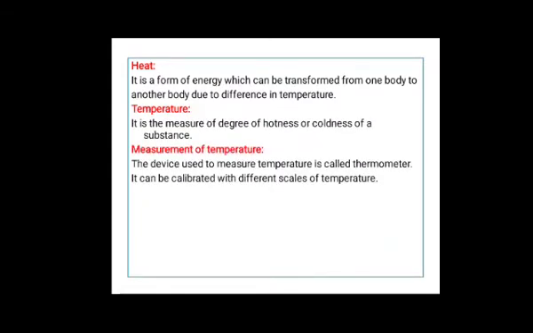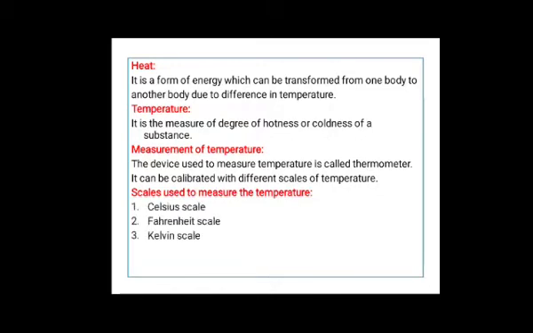Then how to measure this temperature? We require a device. So the device used to measure temperature is called a thermometer. And this thermometer can be calibrated with different scales of temperature. So what are those scales used to measure temperature? One is Celsius scale, another one is Fahrenheit scale, and third one is Kelvin scale.